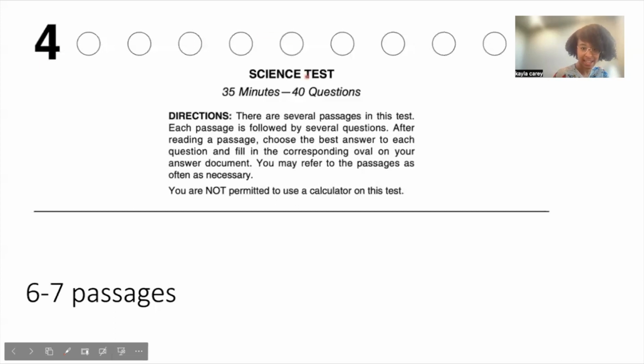So the science test is 40 questions, and you have 35 minutes to complete those 40 questions. And these 40 questions are generally split between several passages, and that's generally 6 to 7 passages in one ACT test. And remember, you're not able to use your calculator, but there is very little, if any, math on the test.